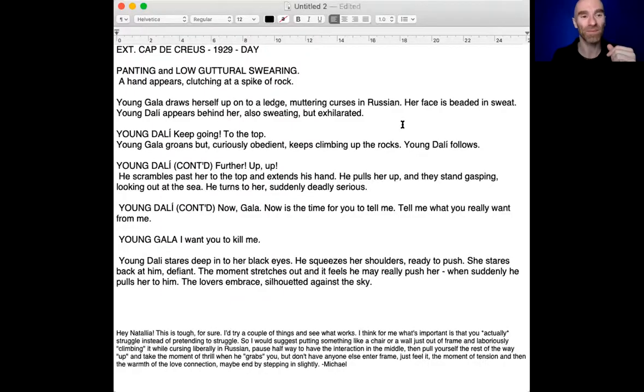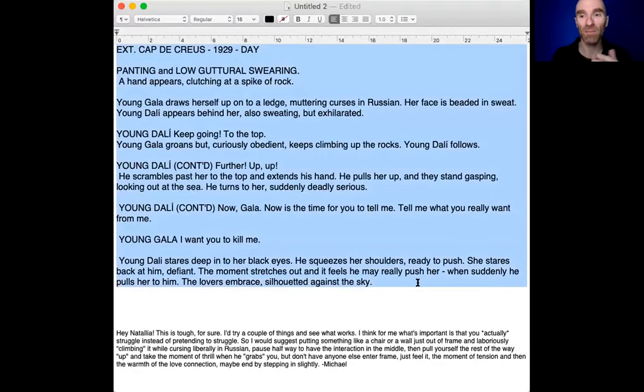Take a look at this. This is the write-up for the audition. Young Gala draws herself on the ledge, muttering curses, keep going to the top, groans. So she's drawing herself up a ledge, like climbing a mountain, keeps climbing up the rocks. He scrambles up past her, extends the hand, pulls her up. They stand gasping, looking out at the sea.